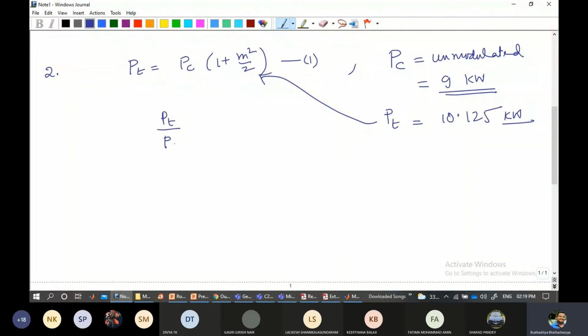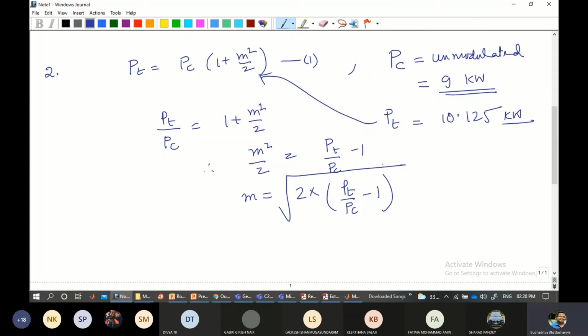I'm not doing the final outcome, so you can just substitute over here. PT by PC is 1 plus m square by 2, or m square by 2 is equal to PT by PC minus 1. So m equals the square root of 2 multiplied by (PT by PC minus 1). This will be the modulation index formula that we are going to get, and if you calculate correctly, you should get an answer of 50%. That is the easiest way of finding it out.